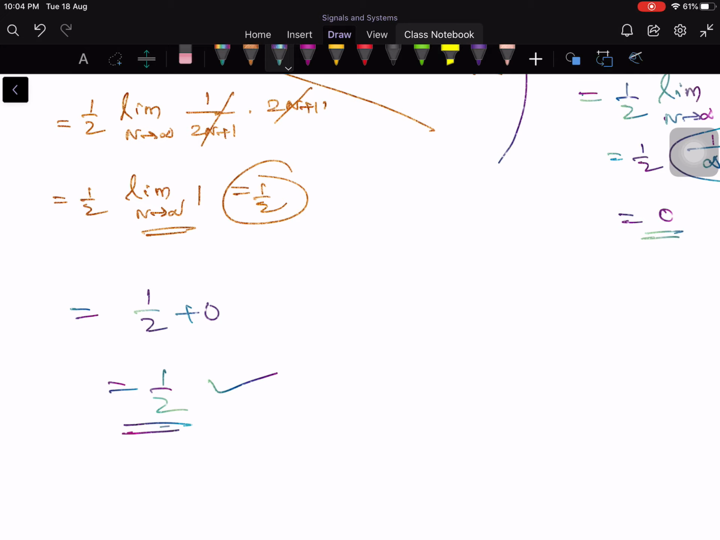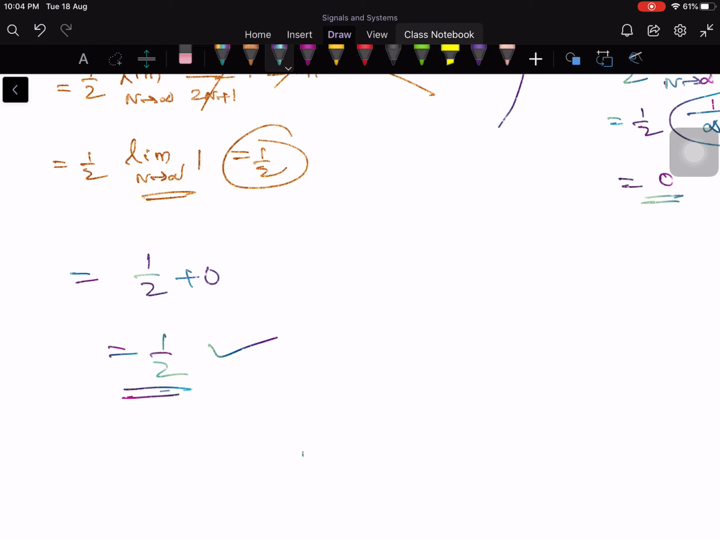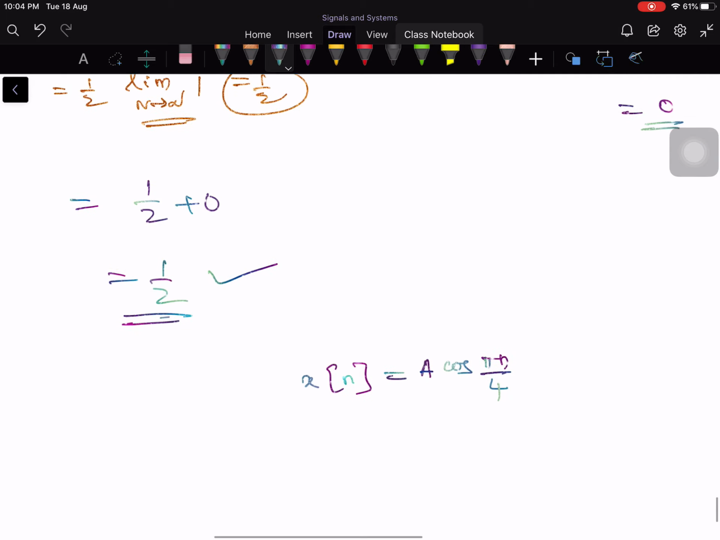This is a very important result we should always remember. Suppose instead of x of n, let me take A times cos of some pi n by 4. Then what is the power of the signal? Then P infinity is equal to A squared by 2. You can verify that.